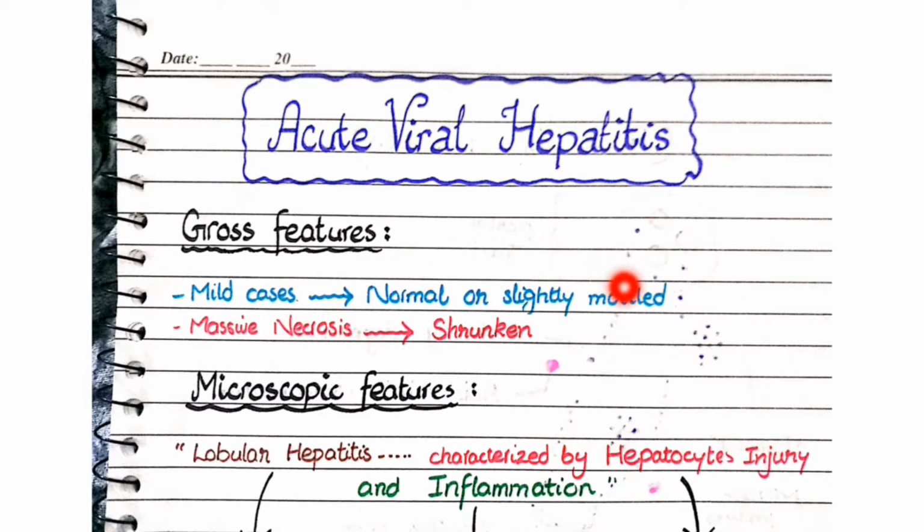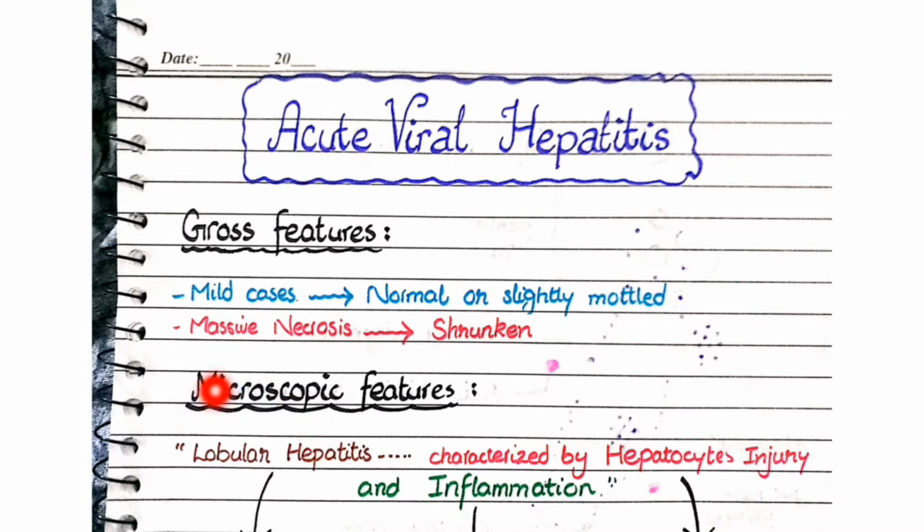or slightly mottled. Why does it appear slightly mottled? Because when the viral hepatitis is mild in severity, the necrosis or damage of the liver parenchyma occurs in the form of small spots. So these small spots of damage to the liver parenchyma appear as a mottled appearance. Secondly, in cases of massive necrosis in acute viral hepatitis, the liver may appear shrunken, because in massive necrosis, a significant part of the liver parenchyma has been destroyed, so the liver will appear shrunken.